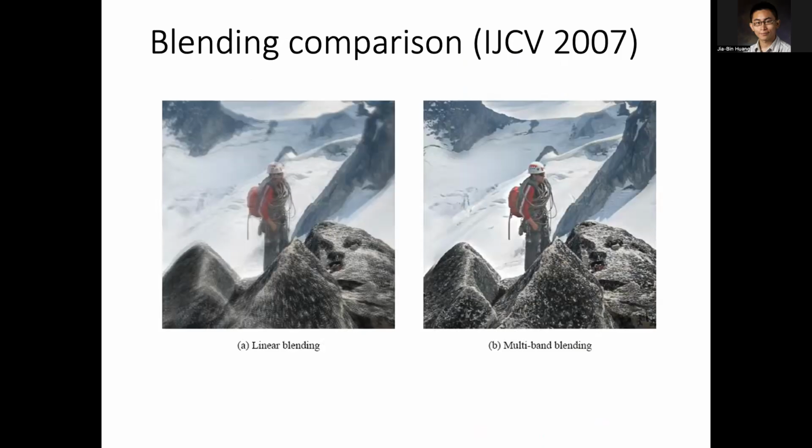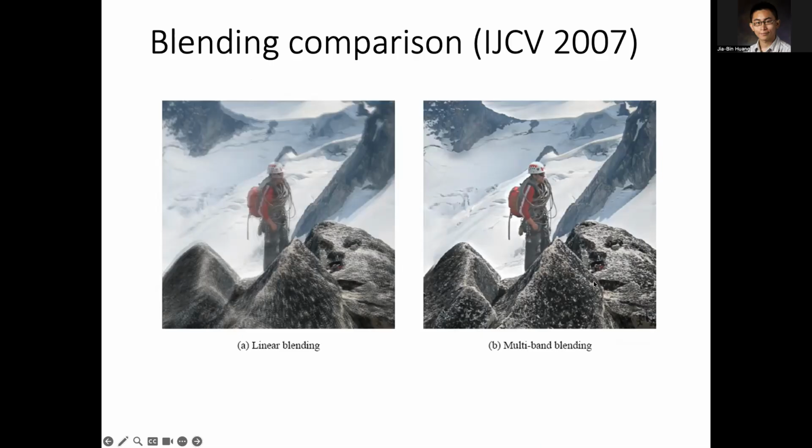If you just use linear blending, what will happen is that, because you have multiple images, the people won't stay still. They will be slightly off, and in this case you will see some ghosting artifacts here. If you use this multi-band blending, you get something like this. Much sharper results.